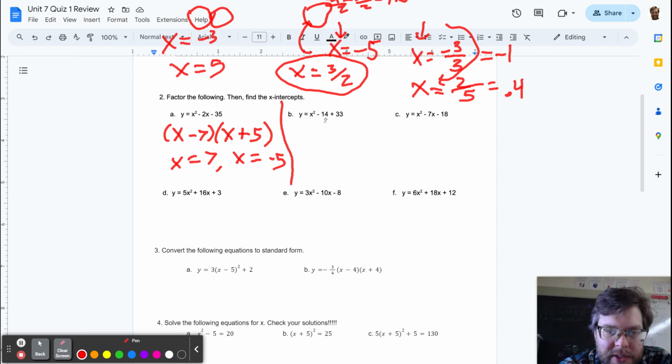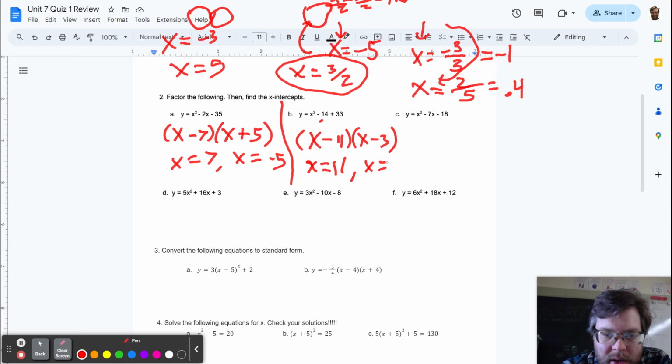On part B, it's the same idea. I need numbers that multiply to make 33 and add to make -14x. So two numbers that multiply to make 33 are 11 times 3. If I make them both negative, then they add up to -14, and they still multiply to make 33. So I get my two solutions of x equals 11 and x equals 3.